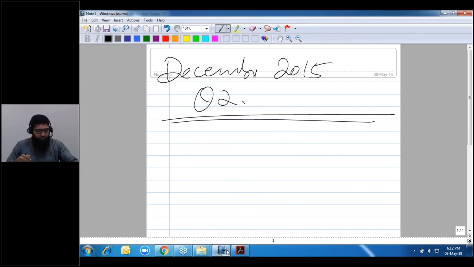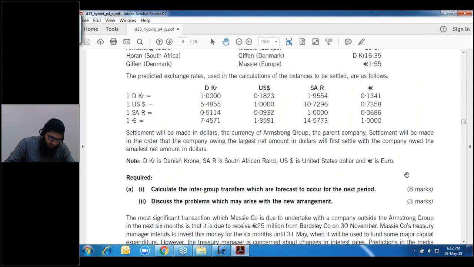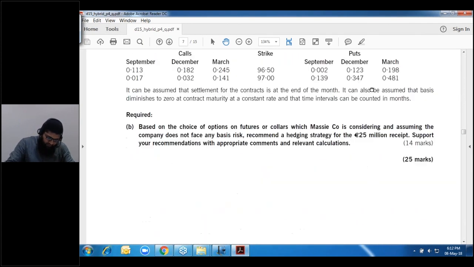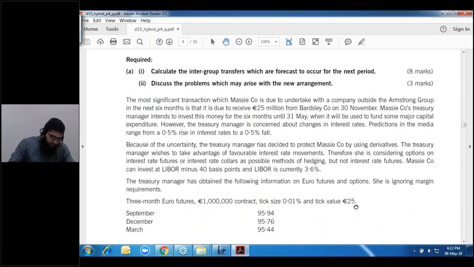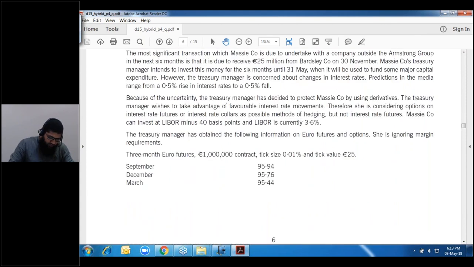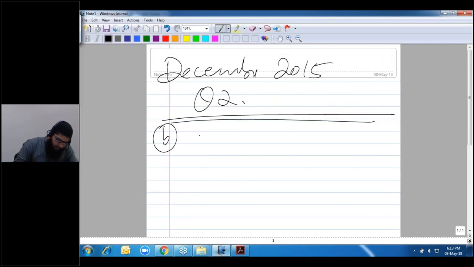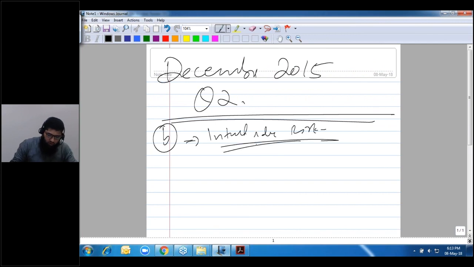What we are going to do is do this Armstrong Group in two specific stages. The first stage is that we are going to solve part B of the question. Part B is about interest rate futures and interest rate options. So I want you to go through part B of the question, and then we will come on to part A. Part B is about interest rate risk management. Can you please go through this question in 2-3 minutes, and then we can start off.